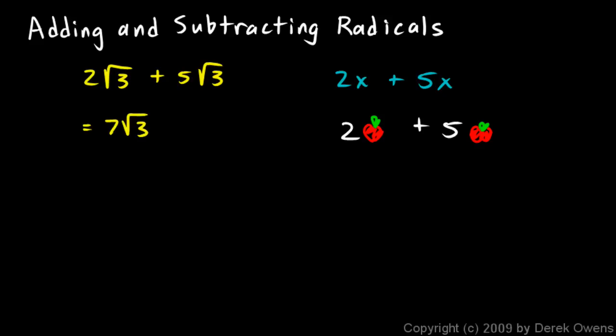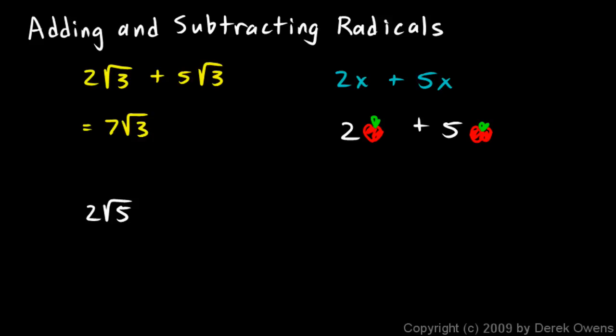We can add these because we can think of these as like terms. And specifically, we would say like radicals. They're both square roots of 3. 2 times the square root of 3 plus 5 times the square root of 3 has to be 7 times the square root of 3. If they're not like radicals, we can't combine them in that way.